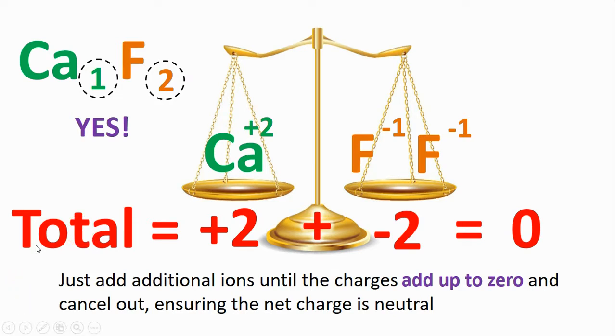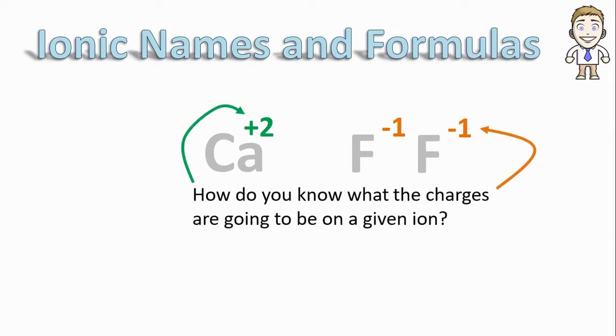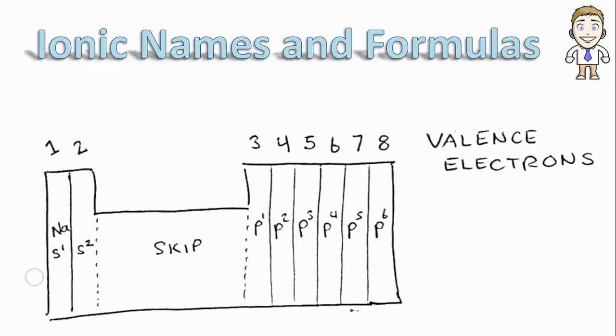There was, however, one important detail we left out of the last video, and that is, how are you supposed to know what the charges are going to be? I told you calcium was a +2 and fluoride was a -1, but when you're writing formulas for yourselves, you're going to have to know how to find that information on your own. The good news is that we've pretty much already explained how to do this in a previous video. It all goes back to valence electrons.